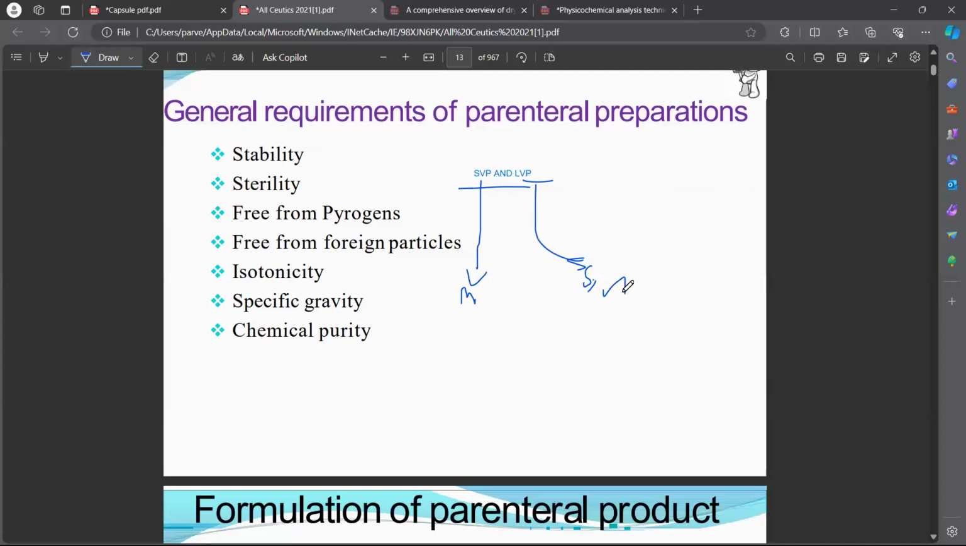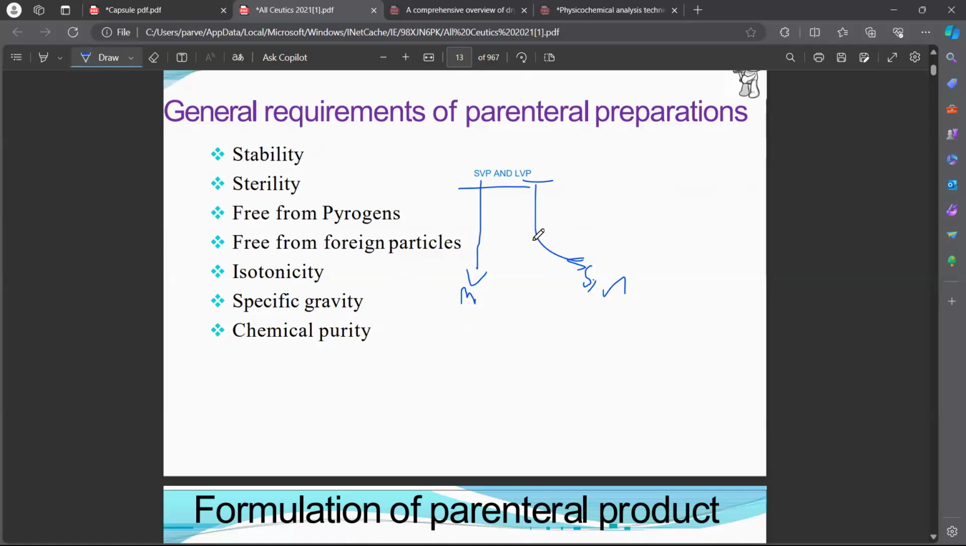So generally, up to what is the limit? Less than 100 ml. So less than 100 ml is the small volume parenteral and more than 100 ml is the large volume parenteral.